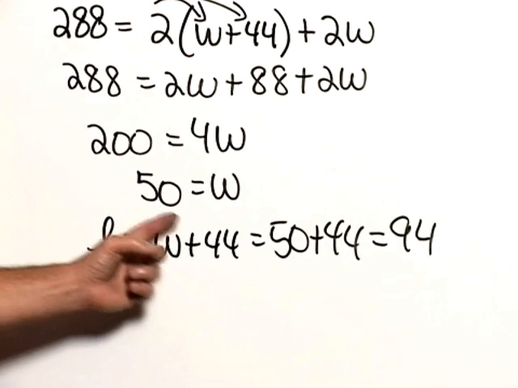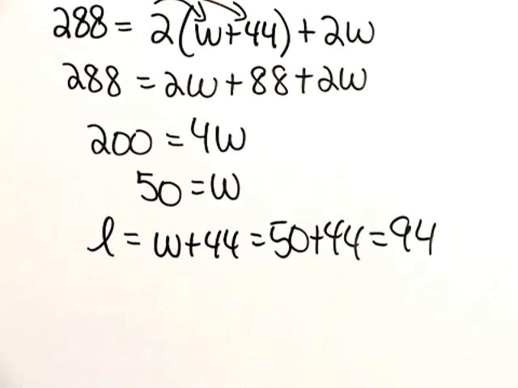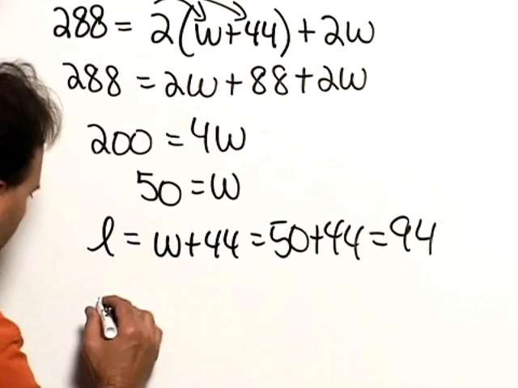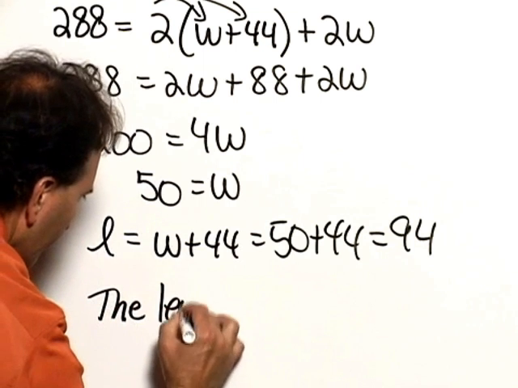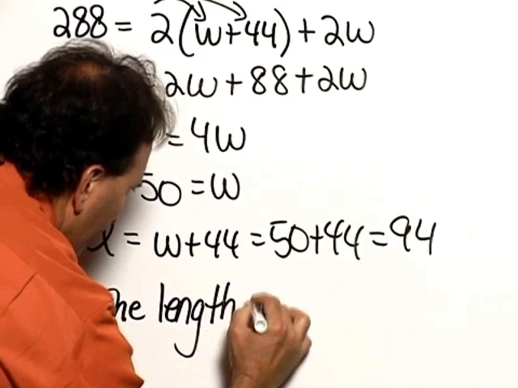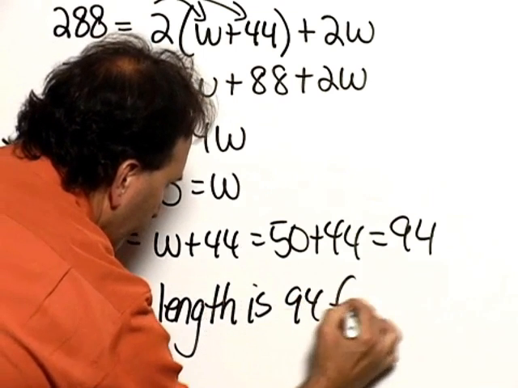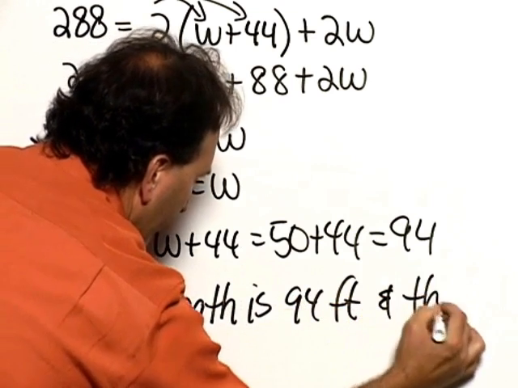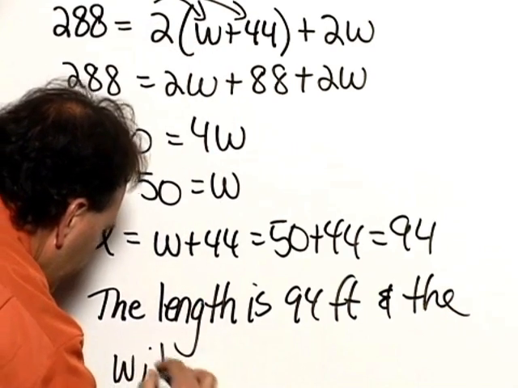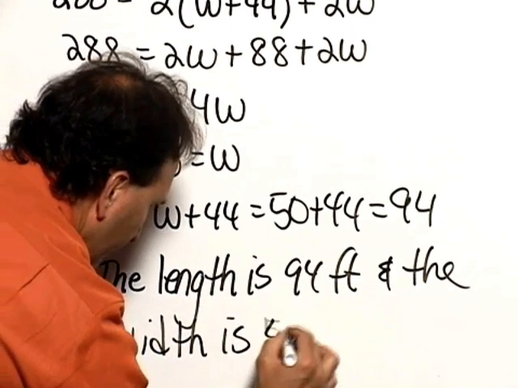If we have a width of 50 and a length of 94, the perimeter does in fact work out to be 288 feet, and therefore we know it checks, which is the fourth step in the process. And then we finish with the fifth step of the process, which is to state the answer, and that is the length is 94 feet and the width is 50 feet.